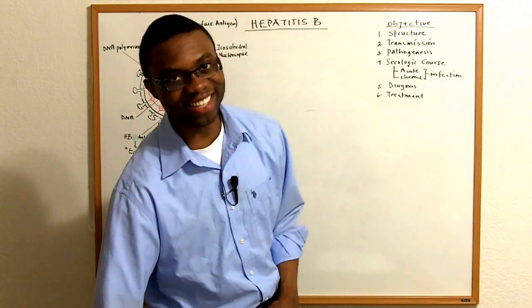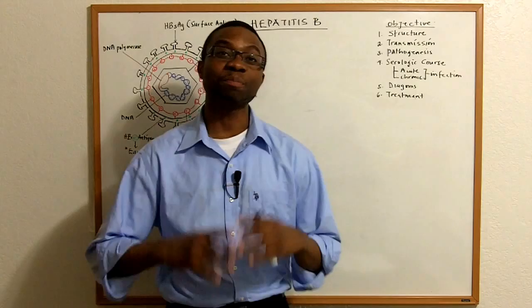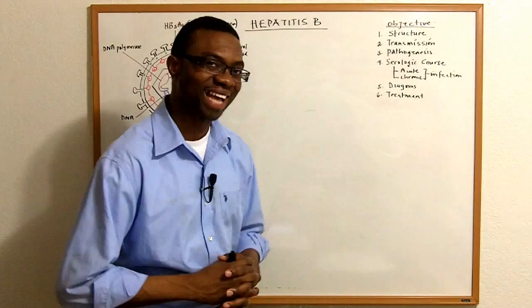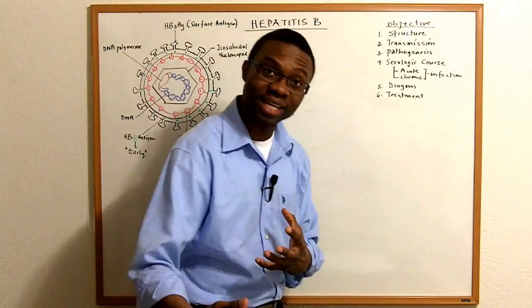We're gonna be going over hepatitis B, as in boy. That's our lecture. Now, what are going to be our objectives that we're gonna cover in this lecture? First, we wanna know what the structure of hepatitis B is. We're gonna go over how it is being transmitted among people. What is the pathogenesis of the infection?